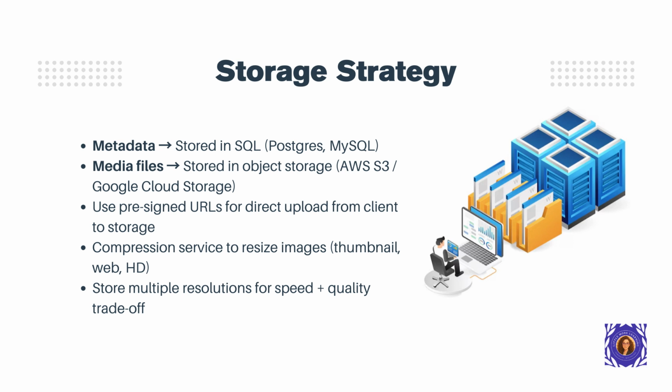Here's a pro tip. We use pre-signed URLs to allow clients to upload directly to storage, bypassing our servers entirely. This reduces our bandwidth costs and improves upload performance. We also run a compression service that creates multiple versions of each image, thumbnails for the feed, web-optimized versions, and high-definition originals. This gives us the flexibility to serve the right quality for each context, balancing speed with visual quality.